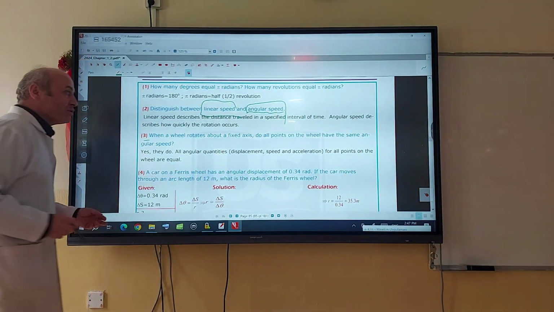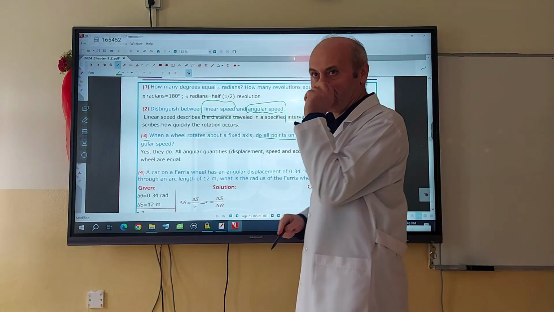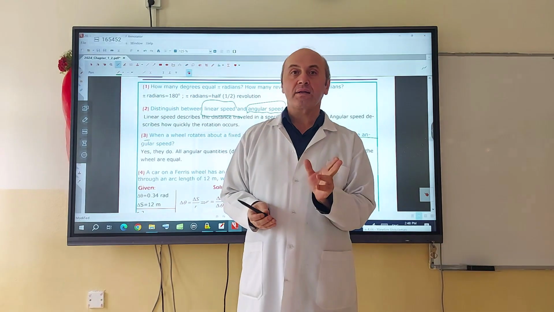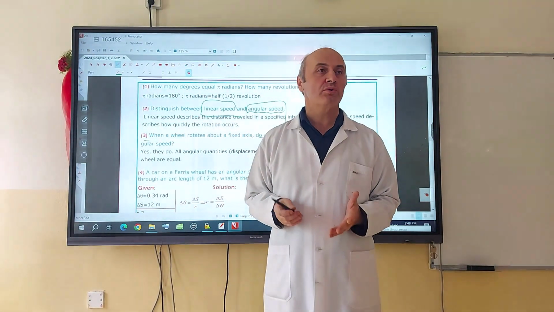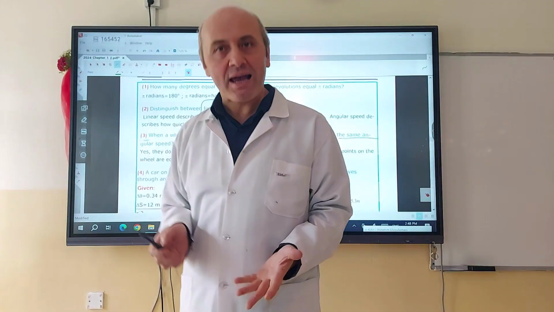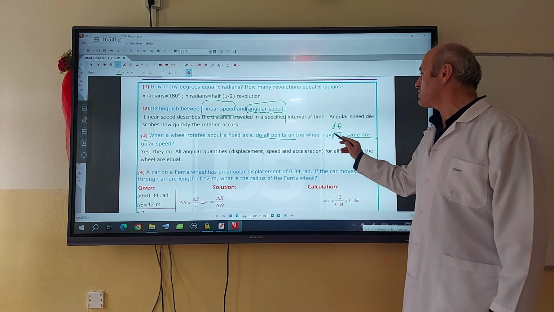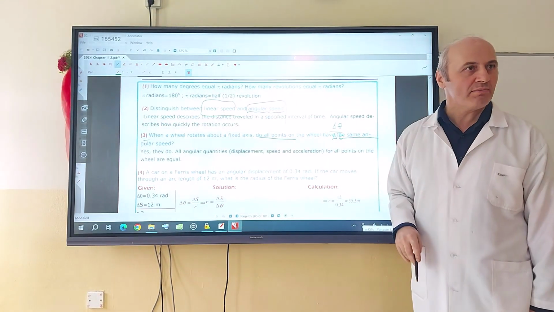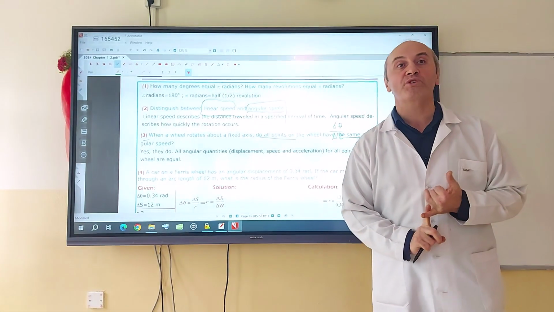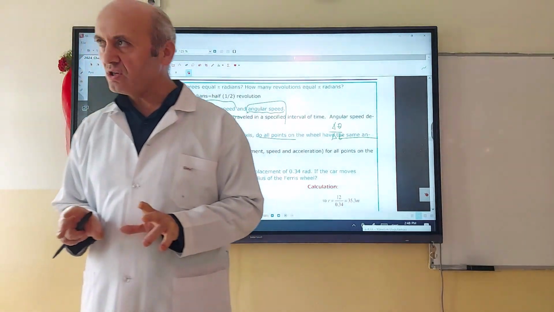Then question number 3. When a wheel rotates about a fixed axis, do all points on the wheel have the same angular speed? Yes, because if one point rotates through some angle theta, all points rotate through the same angle theta, and they have the same angular displacement in the same time interval. Same divided by same, the result is same, so angular speeds are going to be the same. And we also said that for a rigid object, all rotational quantities are the same for every single part of the object.